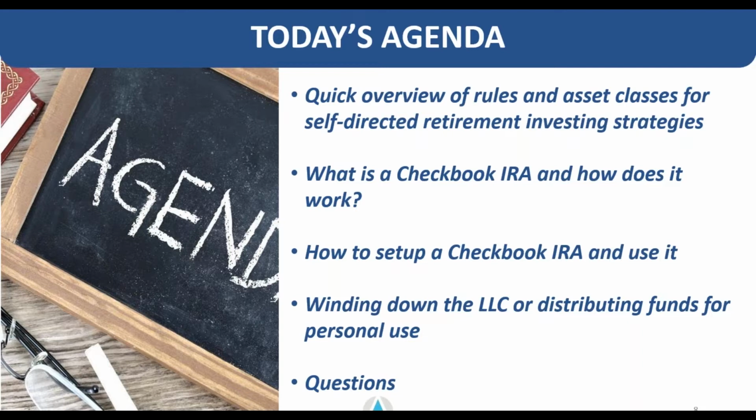So we're going to start with a quick overview of the rules and asset classes for self-directed retirement accounts. And then I'm going to jump into specifically what a checkbook IRA is and how it works, how to set up a checkbook IRA and how to use it once you have it set up for your retirement account investments. And then we'll also cover the process of winding down that checkbook IRA or single member LLC to distribute funds back out for personal use.